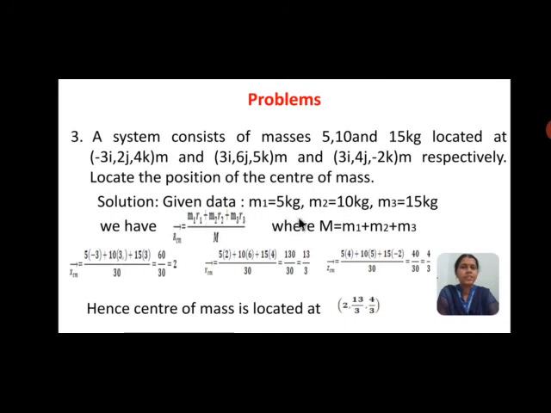m2 is what here? 10 into r2. What is the r2 here? This one. I am talking about the x-axis. Okay. That is a 3 plus m3. What is m3? 15. 15 into r3. r3 means here about the x-axis is the 3 here.